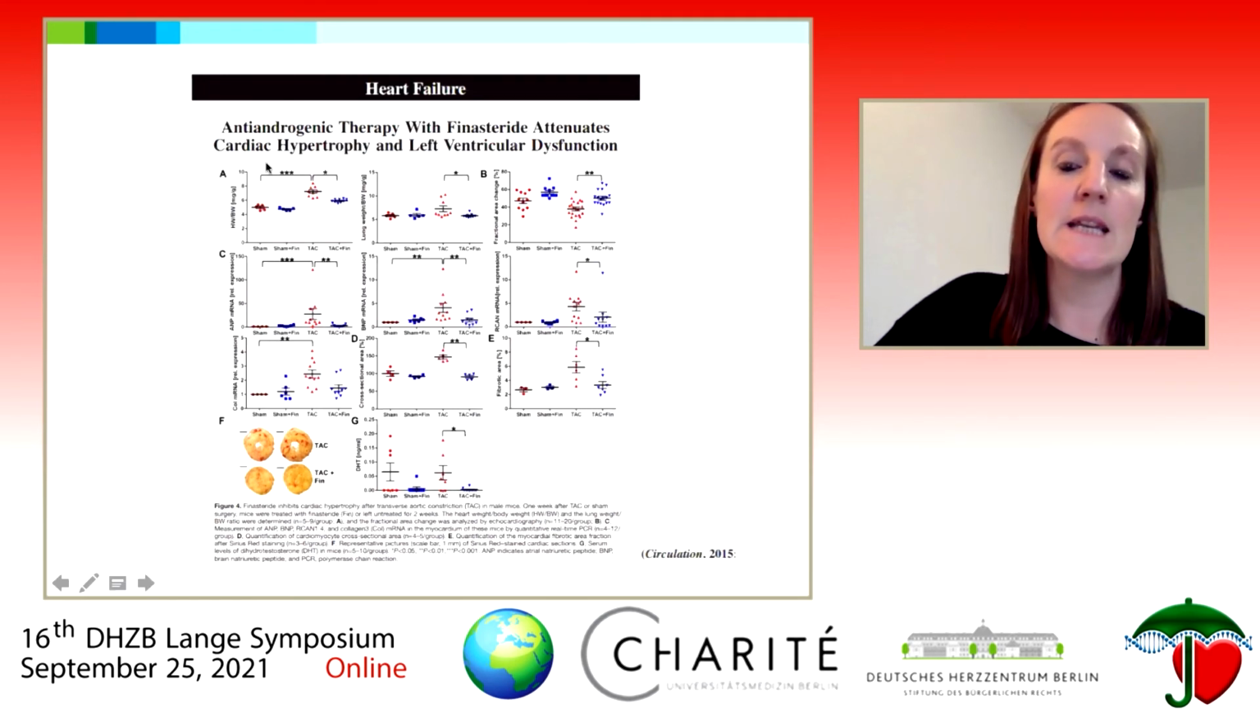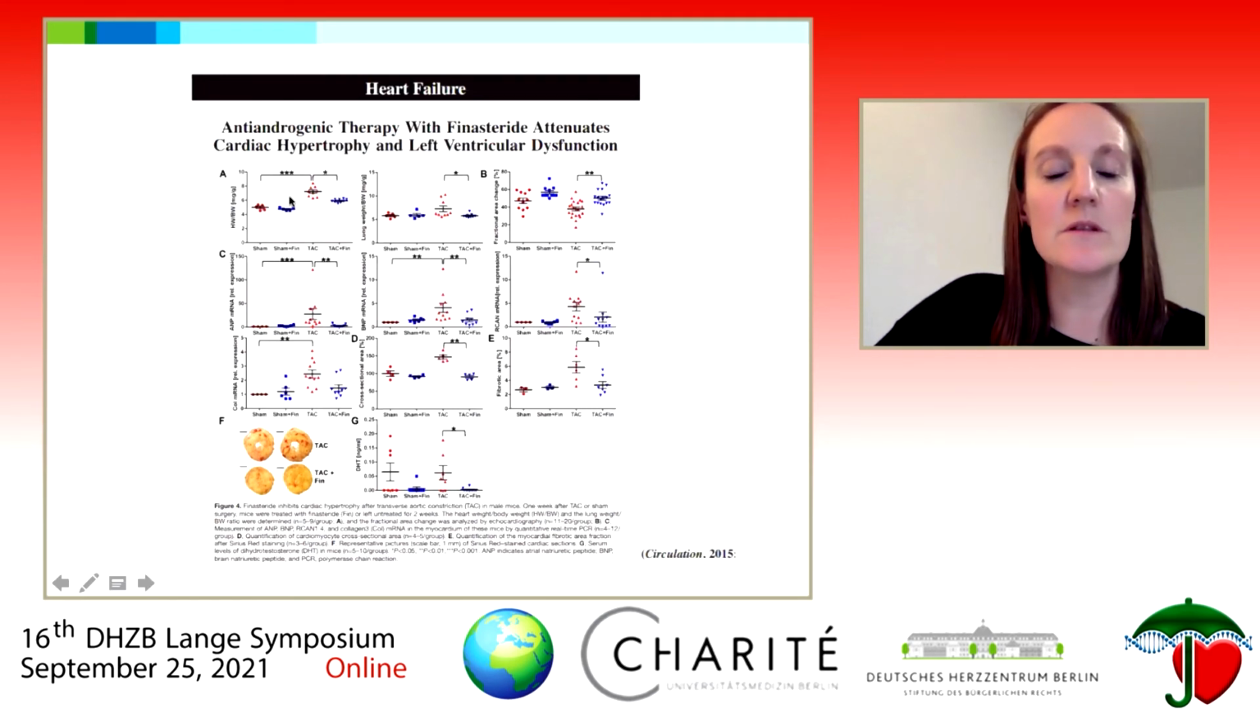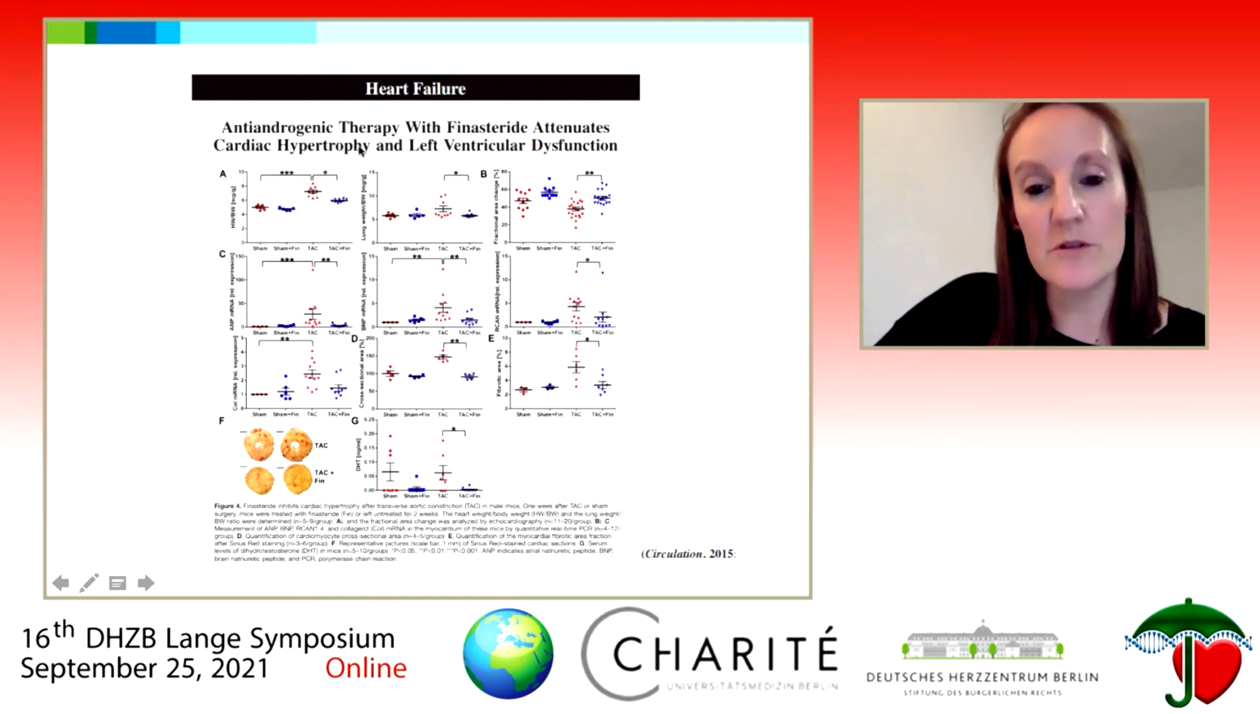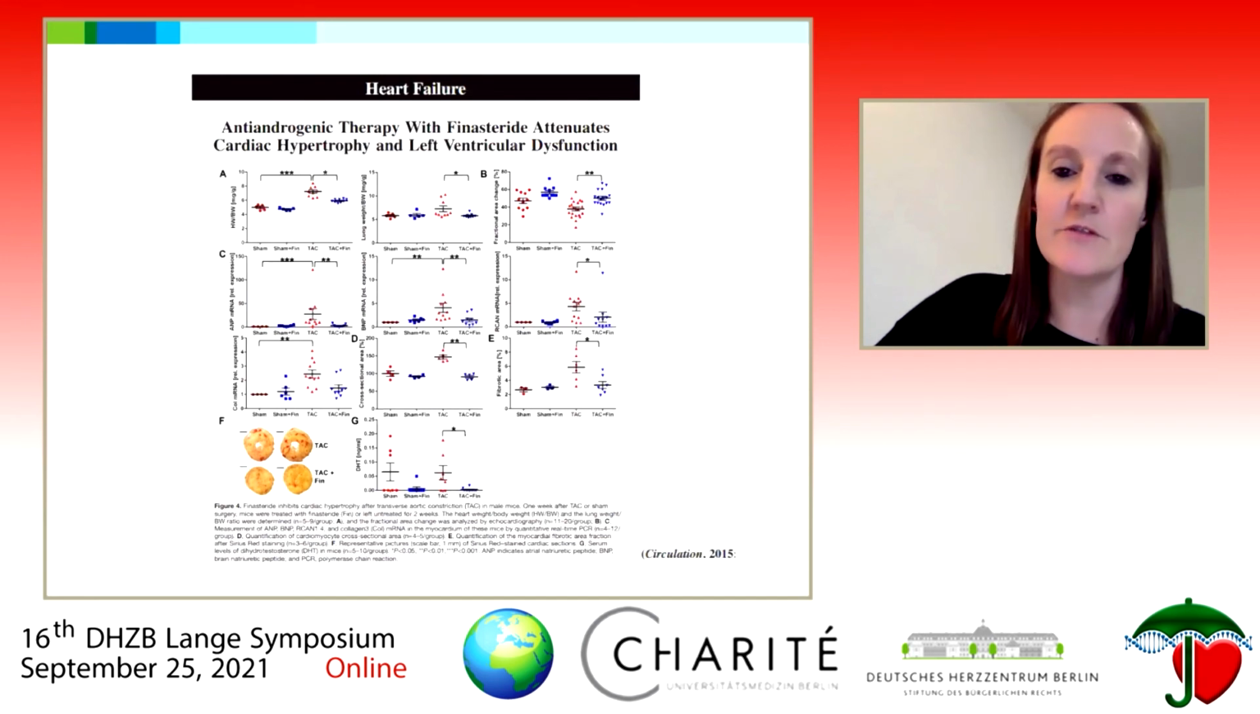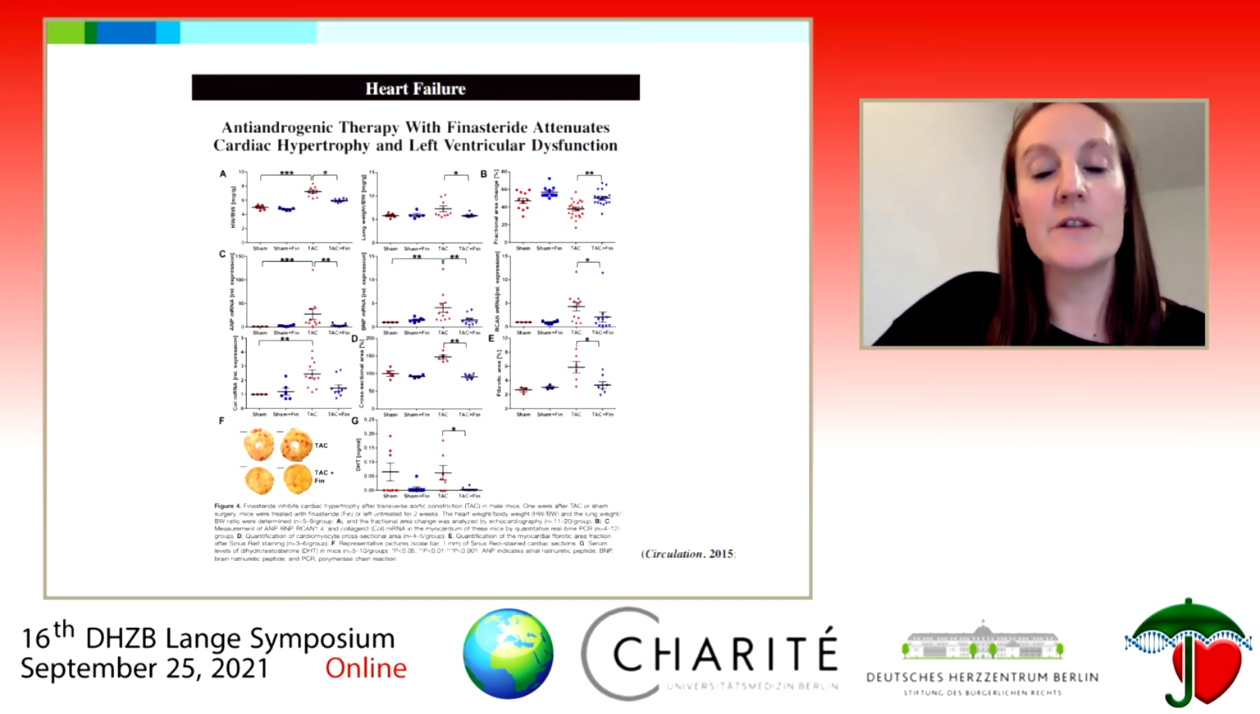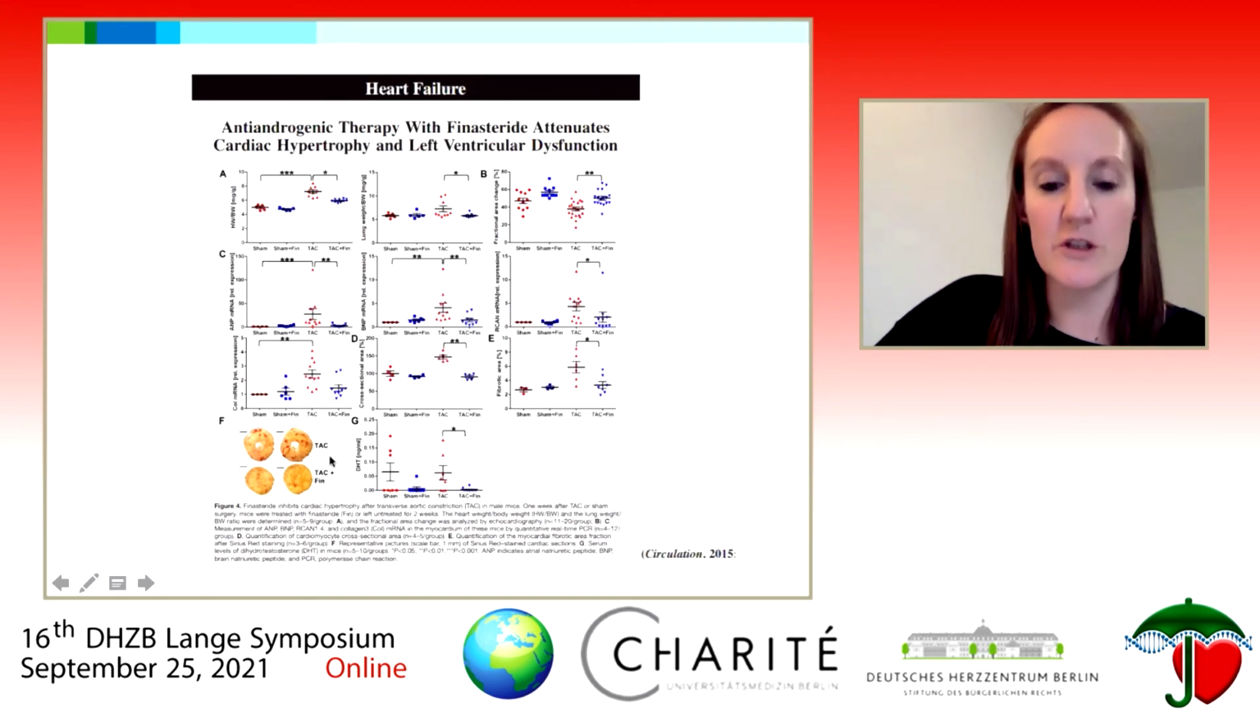And in mice, it was published that blocking testosterone with finasteride, which is a dihydrotestosterone blocker, and dihydrotestosterone is the active metabolite of testosterone, attenuates cardiac hypertrophy and left ventricular dysfunction in mice with transverse aortic constriction, so with aortic valve stenosis mice.